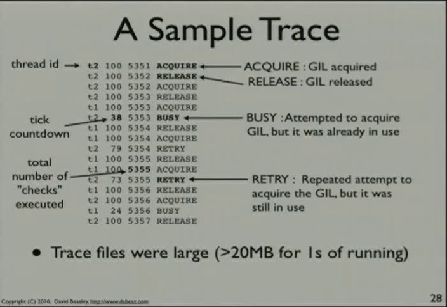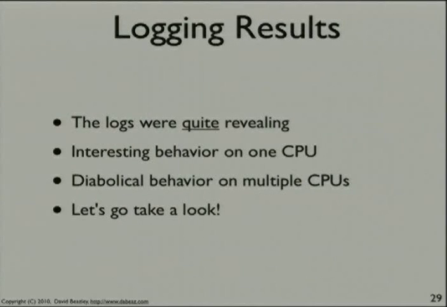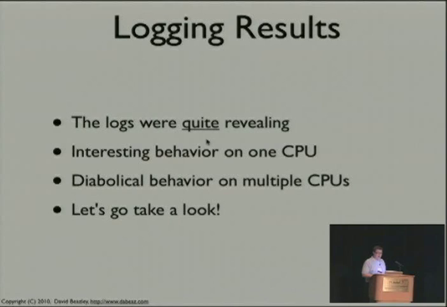The outcome of this is I got these huge traces saying, here's a whole bunch of events with different threads, timings, is it acquiring, is it releasing, is it busy, and so forth. I want to show you some of this because it's pretty interesting. What I found in the logs is that there's interesting behavior on one processor, but it gets insanely diabolical on two.